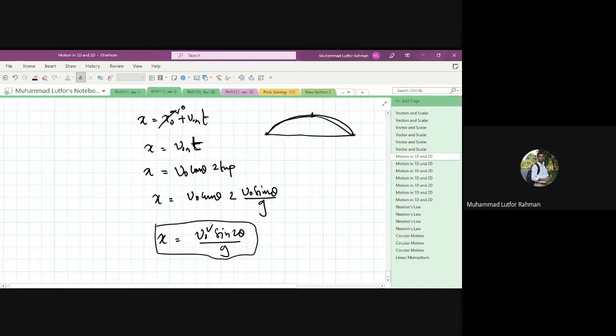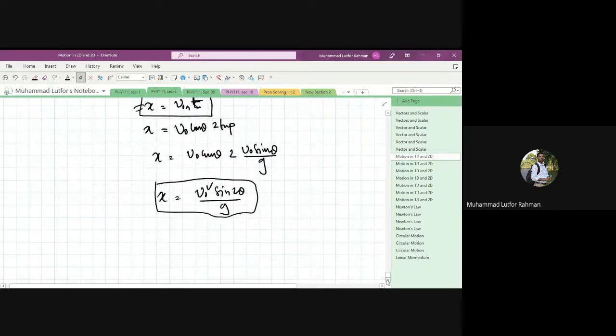I'm not going to memorize this equation. To find out the range, I will use this equation only. If I know v naught x, if I know the time of flight, I'll just plug in over here to find out the range or the horizontal displacement. I would say the horizontal displacement, not the range. Range is a very special case, actually. If the situation is different, then this is not going to work for you.